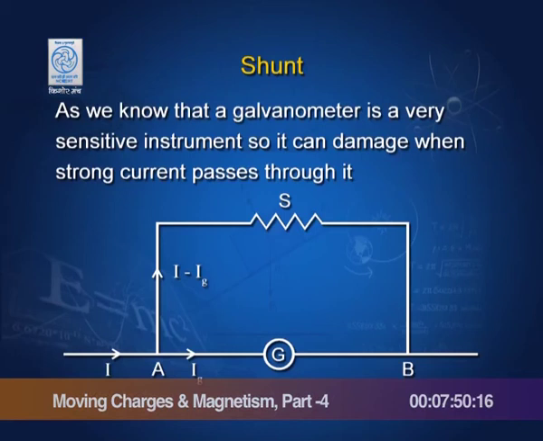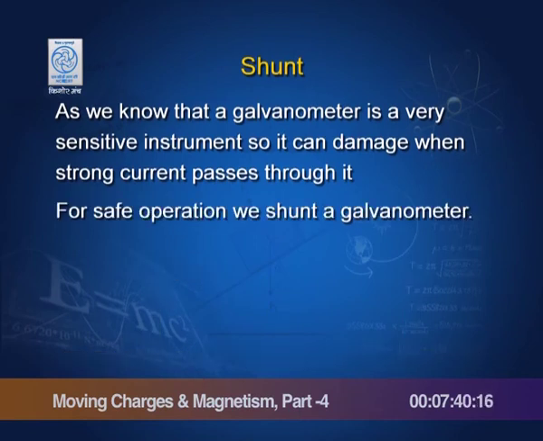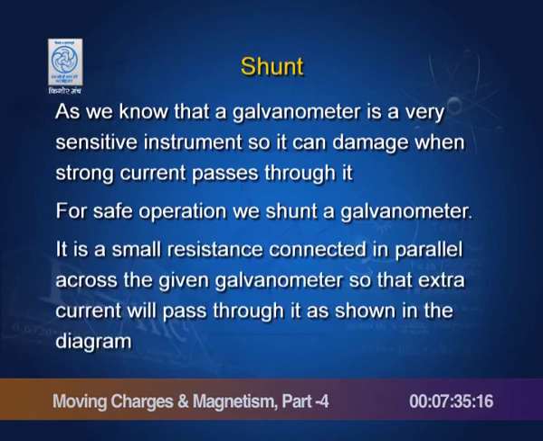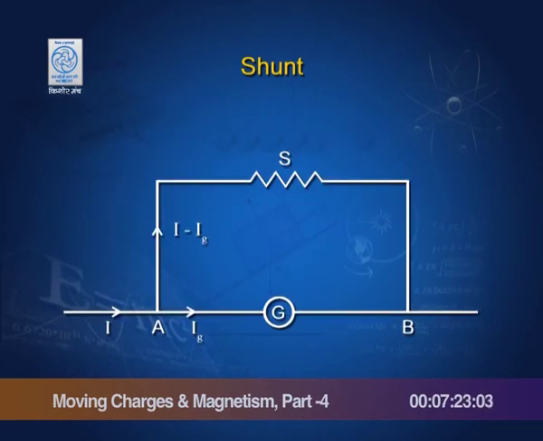Shunt. As we know, a galvanometer is a very sensitive instrument, so it can be damaged when a strong current passes through it. For safe operation of the galvanometer, we shunt it. Now, a shunt is defined as a small resistance which is connected in parallel across the given galvanometer, so that the extra current will pass through it. The diagram represents a galvanometer G shunted by a resistance S.